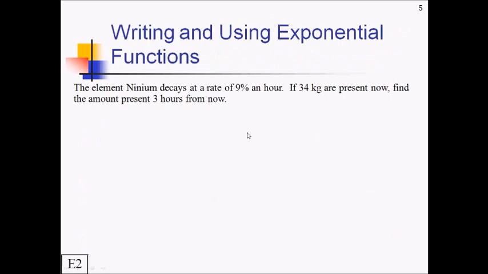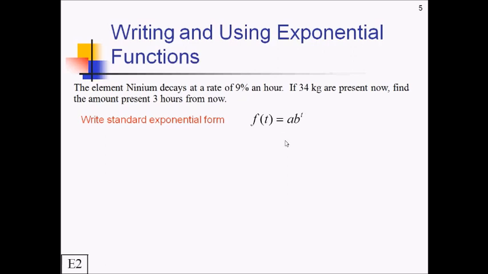Let's take a look at a real-life exponential problem now. The element ninium, it's a made-up element, but it decays at a rate of 9% an hour, let's say. If 34 kilograms are present now, find the amount present 3 hours from now. All right, so we're going to start this. First off, we know it's an exponential problem because we're growing or decaying at a certain percentage per time unit. This is our tip-off, it's exponential. So we can start by writing our standard exponential form, and I'll write this as f of t equals ab to the t. And I'm using t instead of x because we're talking about time now.